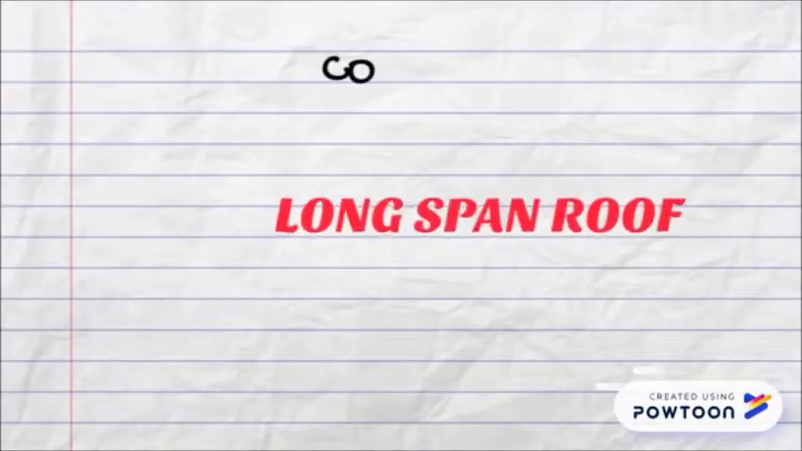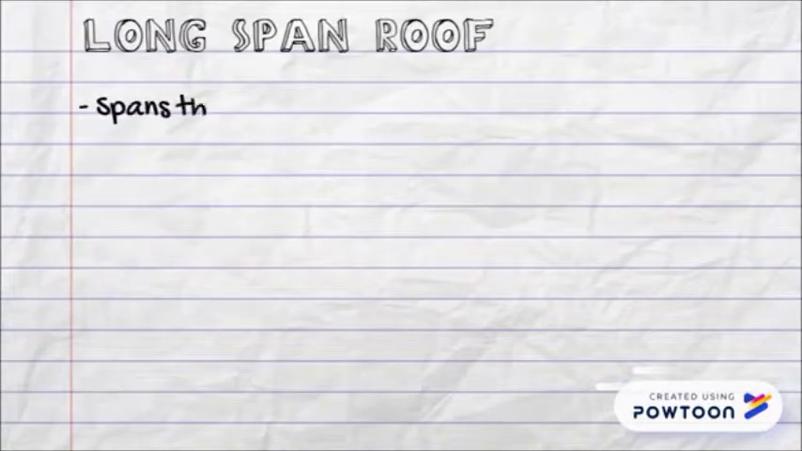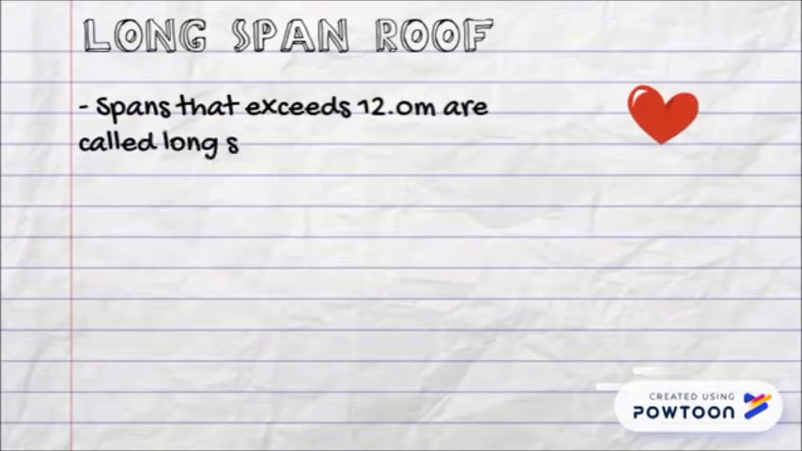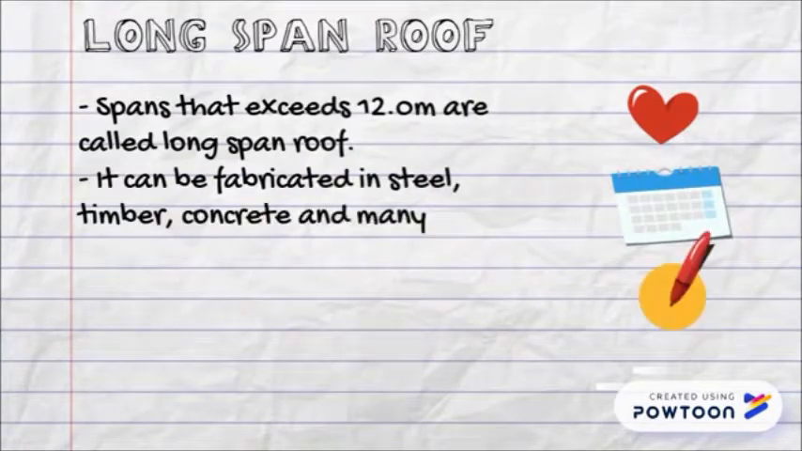In conclusion, a long span roof can be defined as a span that exceeds 12 meters in length. It can be fabricated in steel, timber or others and comes in a few types. Therefore, there are a few factors to be considered in choosing these structures.